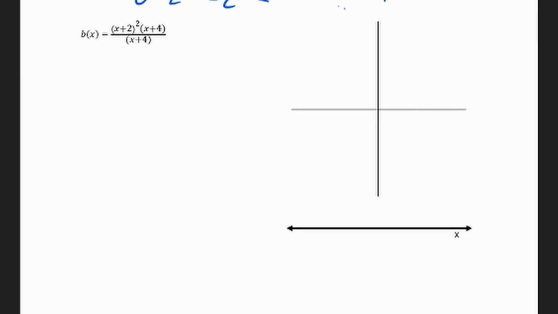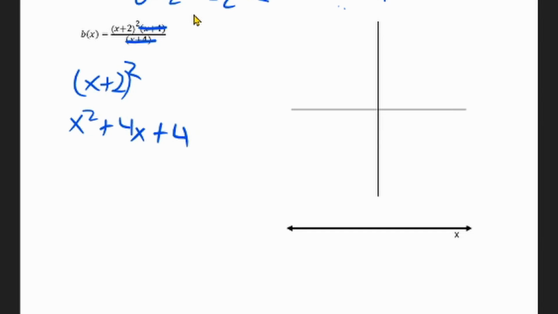Next is b of x. We have x plus 2 squared times x plus 4 over x plus 4. This one's really nice because this x plus 4 in the denominator and the numerator cancel out, and we're left with x plus 2 squared. And if we follow this out, we have x squared plus 4x plus 4. So this is just going to be a parabola.